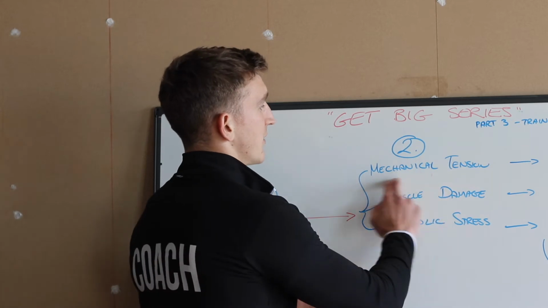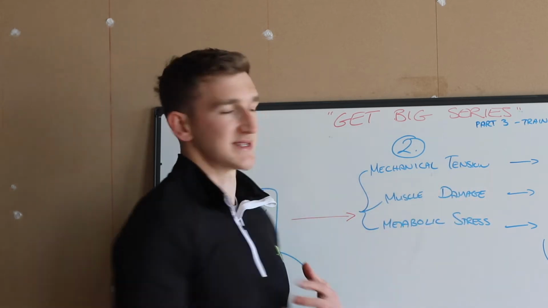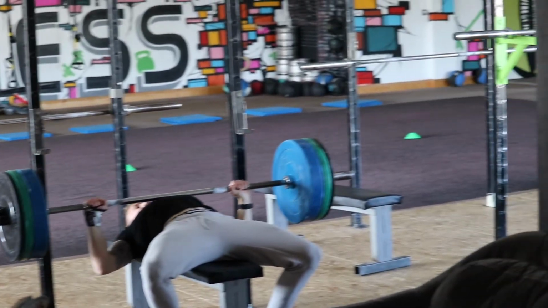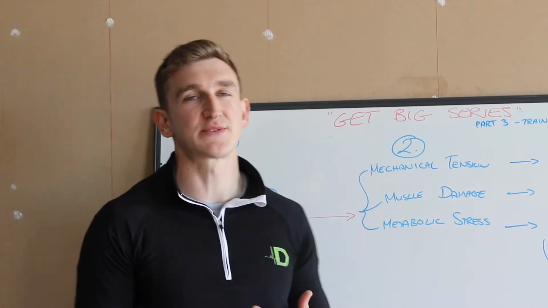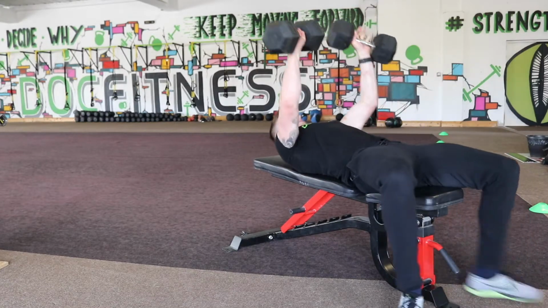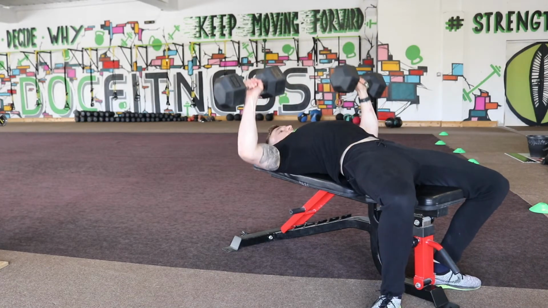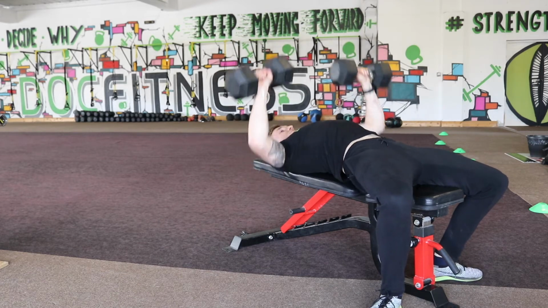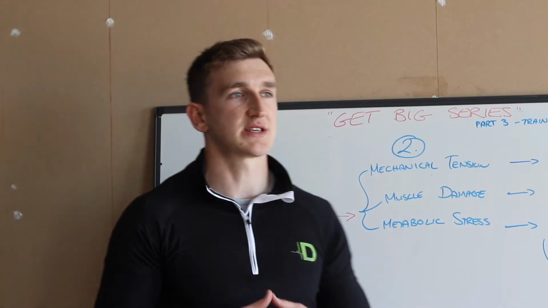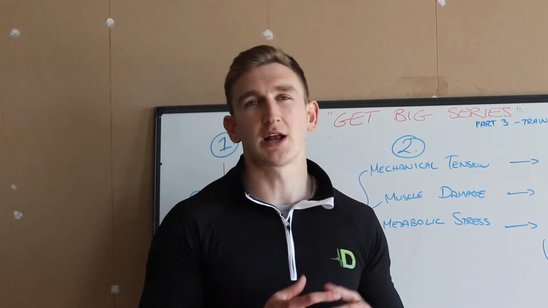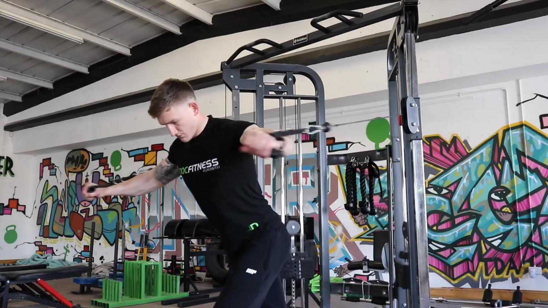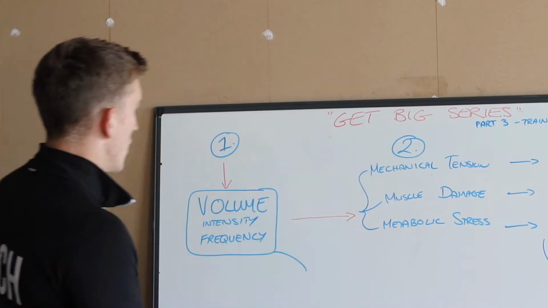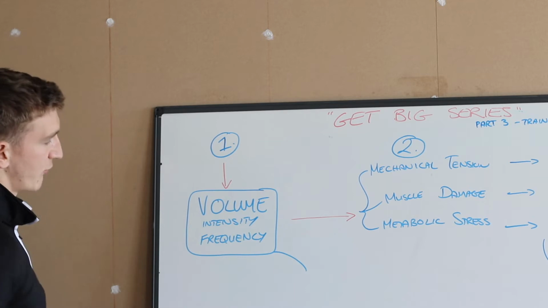But if you look at mechanical tension, the tension being placed against your body, look at that as lifting stuff heavy in the strength rep ranges, I would say. Muscle damage kind of speaks for itself really, and this is working in a higher rep range to break down those muscle fibers so you can go away, repair and come back stronger for the next session. And then metabolic stress is like metabolic style rep ranges where you're getting a really, really big pump, and the rep ranges are a lot higher. So we'll talk about those in a few seconds, but first, coming back to volume, intensity and frequency.